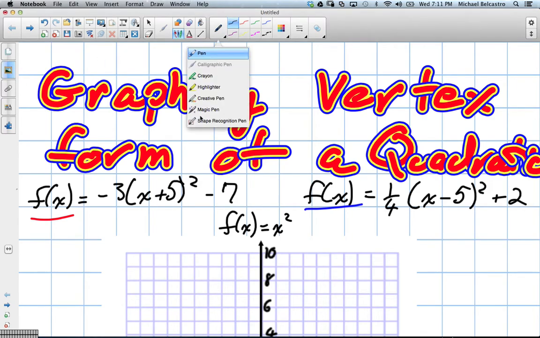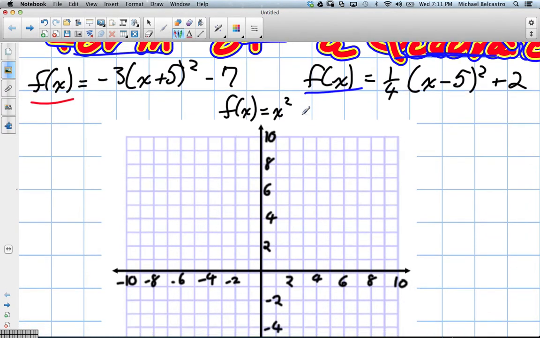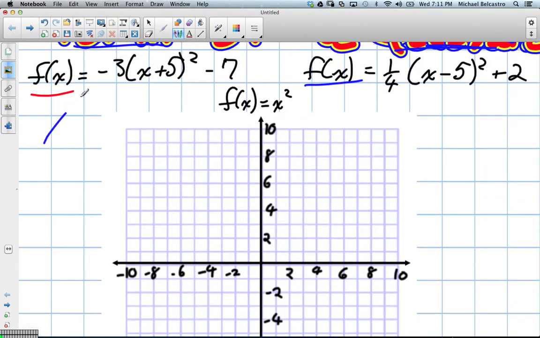Okay, we're graphing vertex form of a quadratic, which means we're dealing with parabolas. So we have our two questions here. We're going to graph this one, which is going to give us a stretched parabola, and this one will give us one that's compressed, and that's in reference to our original. So we're going to talk about how to graph the original, and that'll help us in terms of graphing the other two. We know the vertex of the original is going to be at the origin, 0 and 0.